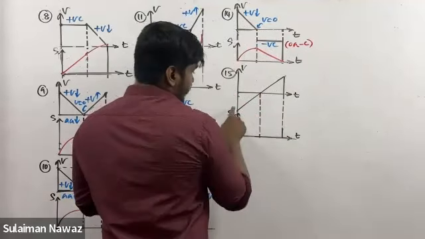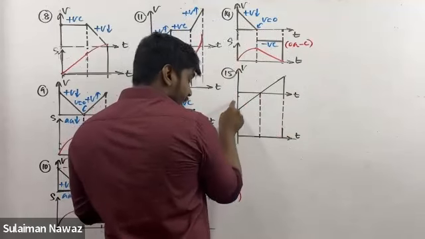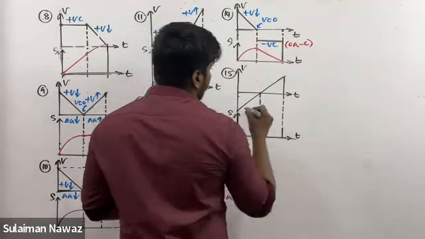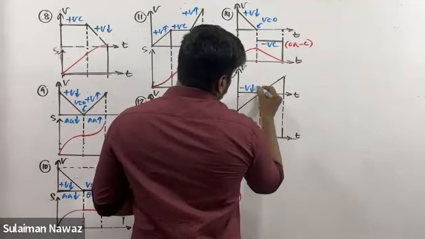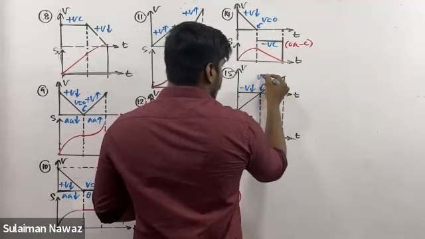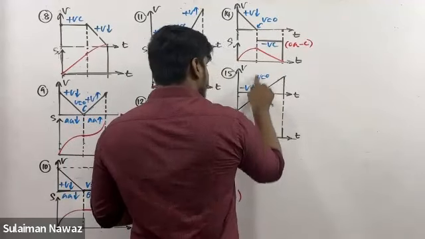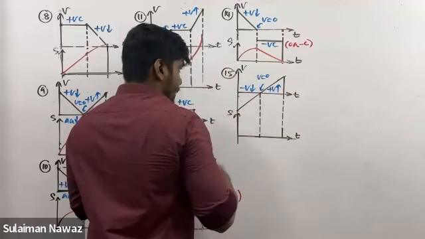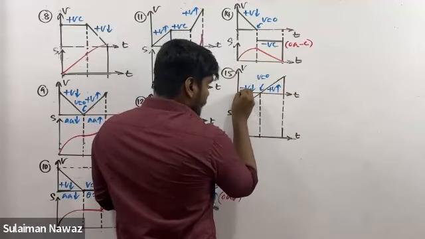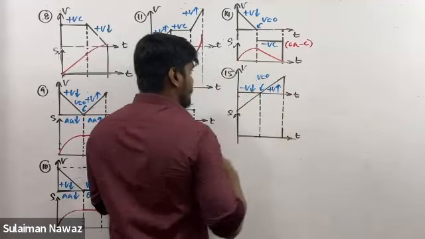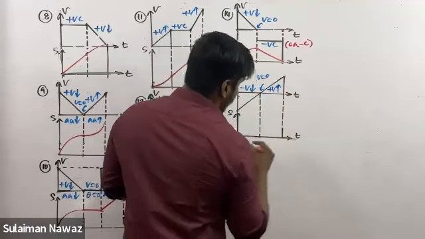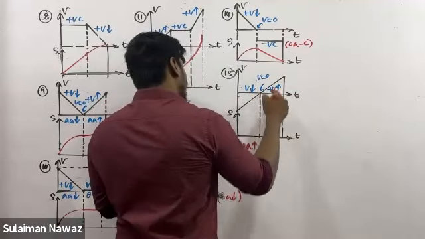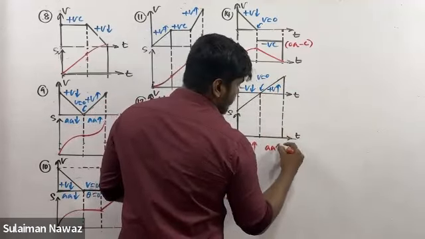Now here, what's happening? Negative velocity decreasing. Check the y-axis: negative velocity decreasing. Here velocity is 0. Here positive velocity increasing. Negative velocity decreasing means negative gradient decreasing, obtuse angle increasing. Positive velocity increasing means acute angle increasing.